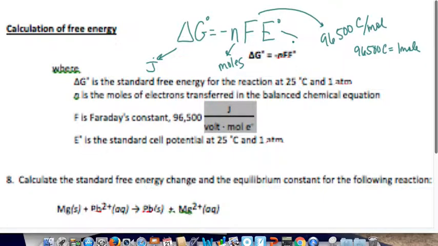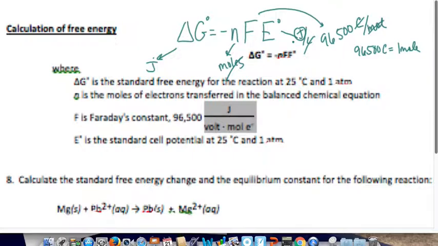And we know that's the unit of volt, but volt doesn't make sense if we're trying to figure out how we get joules as an answer for delta G. What are the true units on volts? Joules per coulomb. So you can see now the coulombs will cancel, the moles will cancel, and then that's where we get our joules. Okay?